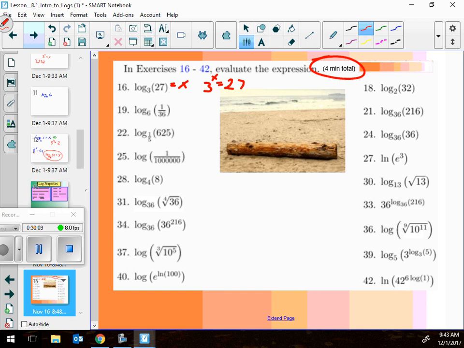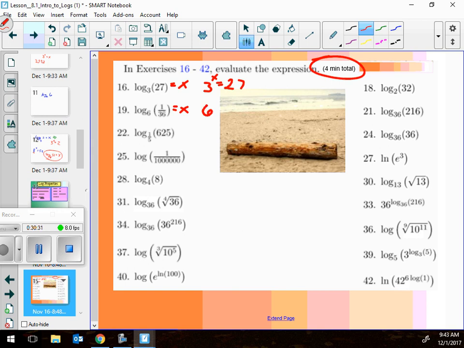What's x? 3 to the second would be 9. Try again. 3 to the third. So x must be 3. I've evaluated the expression. So I started by saying it equals x. You're going to want to do that on every single problem. You don't have to write an x on every single problem, but you'll get the hang of it. If I say equals x, then I rewrite this thing.